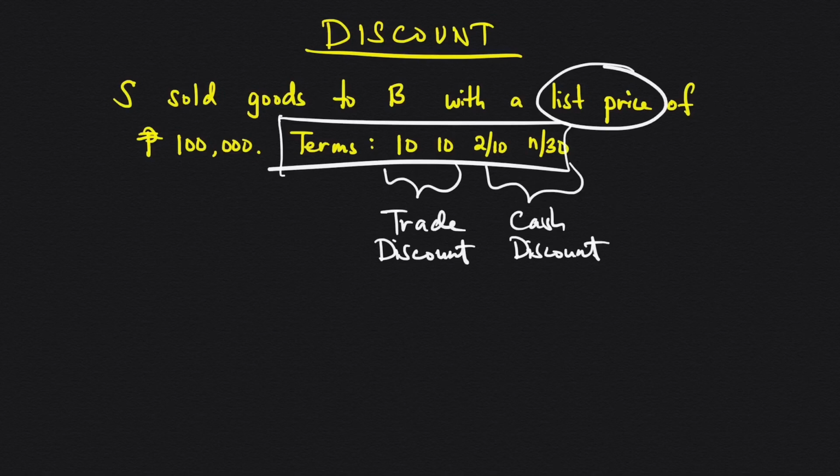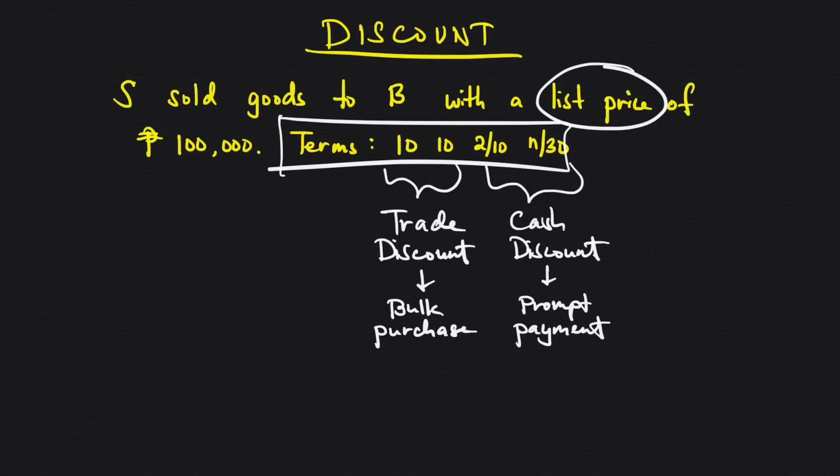What's the difference? Trade discounts are given for buying in bulk. So this relates to bulk purchase. While cash discount is given if you as a buyer were able to pay within the discount period. So this concerns prompt payment. Okay, so that's the difference. And recording wise, trade discount is not recorded in the books, while cash discount is recorded, meaning it has its own account title in the journal entry.